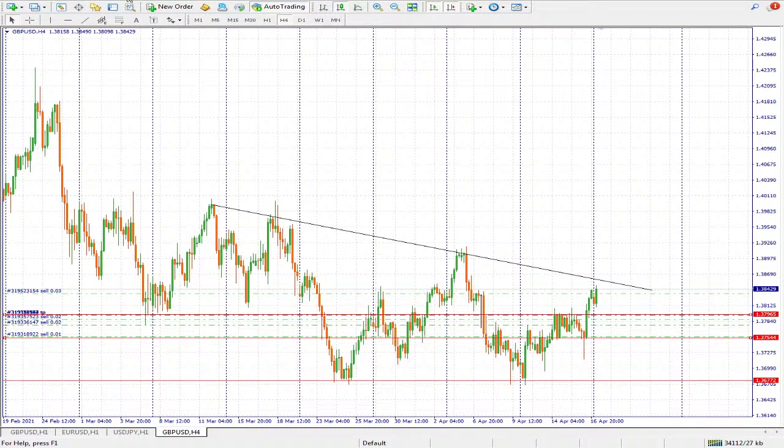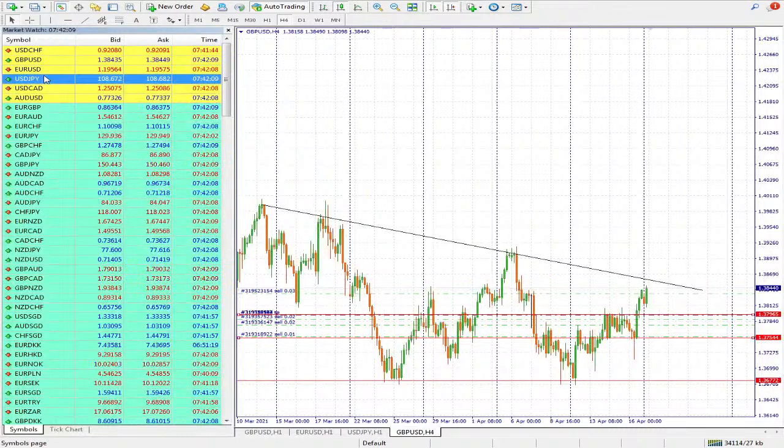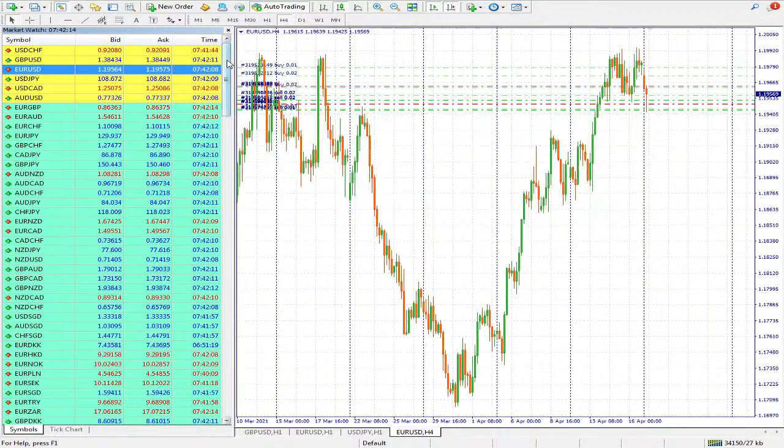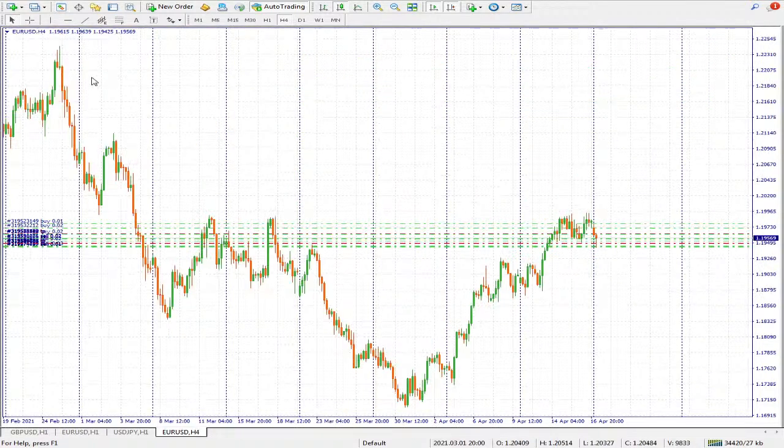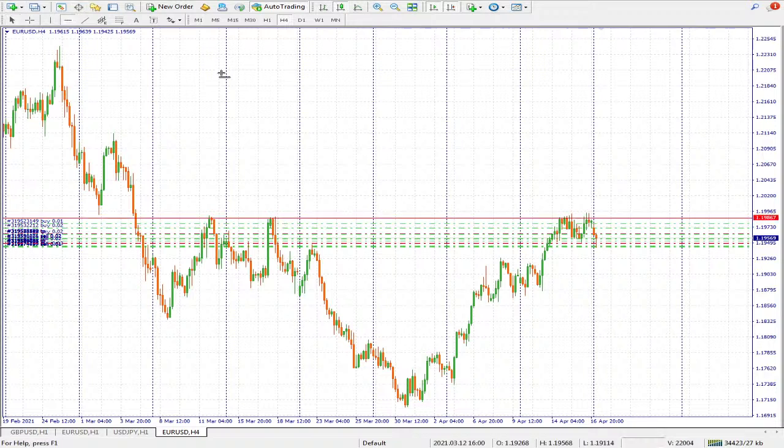Our next symbol is EUR/USD. So far we are somehow in an uptrend. This is also an active uptrend, but the price is around a very good resistance level. We have a resistance level here. If the price does not clearly break and close beyond 1.19917, then that will be the correct place to look for a sell from.